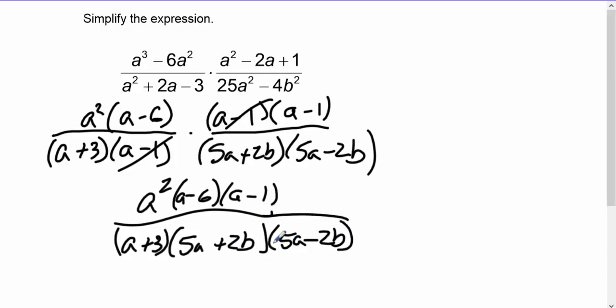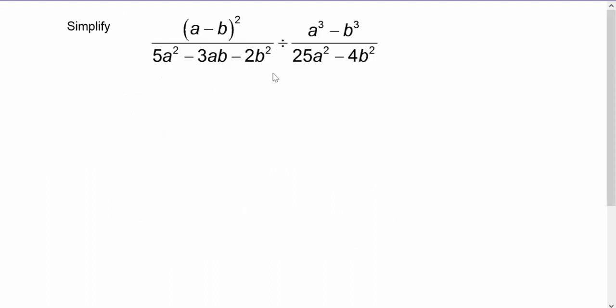Like so. All right, next. So in this example, we notice that we have a division of two fractions, in which case we know we have to multiply by the reciprocal of the term following the division sign. So let's get to work.